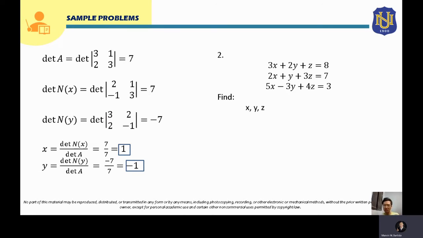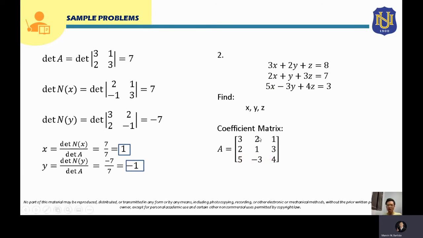Now to solve for the second example, to solve this system of linear equations, we just have to solve for x, y, and z using Cramer's rule. So using Cramer's rule for the coefficient matrix A, we just have to form the coefficient matrix from the coefficients of the variables of the linear equations. So that will be 3, 2, 1 for the first row, and then 2, 1, 3 for the second row, and then 5, -3, 4 for the third row.